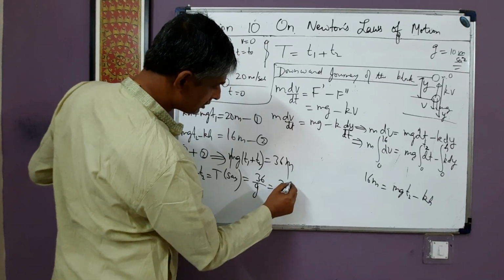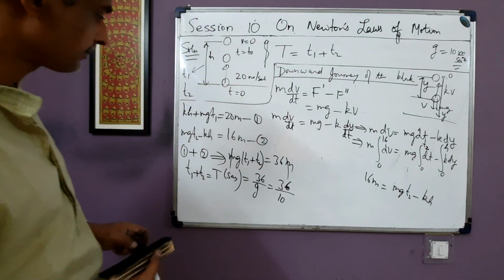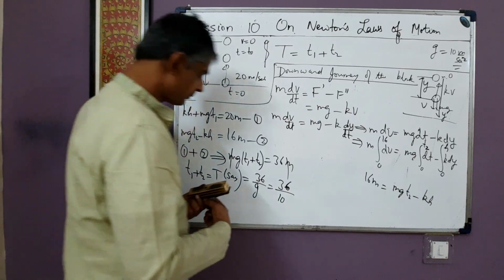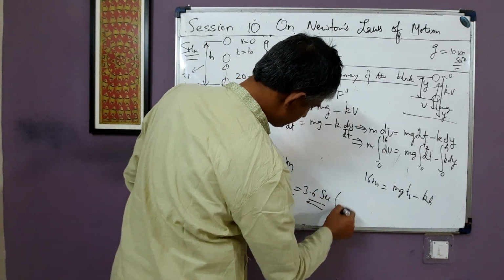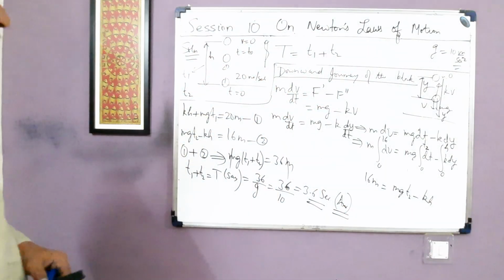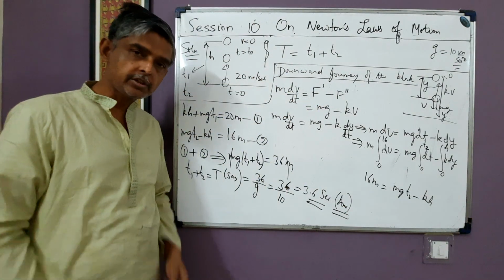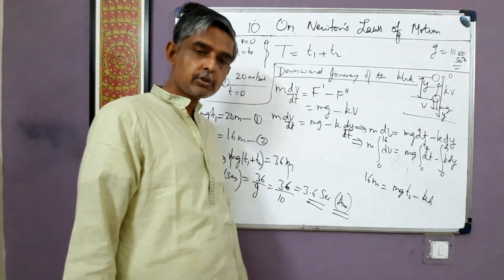And g becomes how much? g becomes 10. So 36 by g becomes 3.6 seconds. 3.6 seconds is therefore the required answer. Okay. So this is the total time of motion of the block during its entire course of journey. This is therefore the required answer.